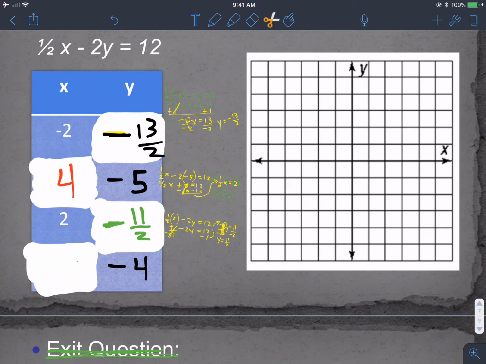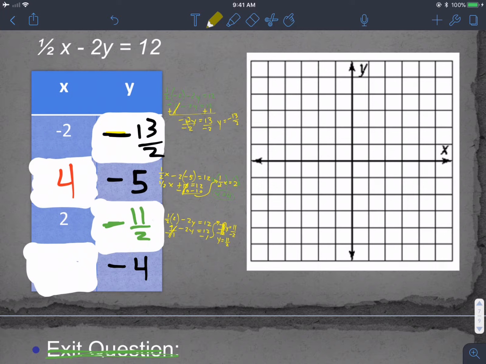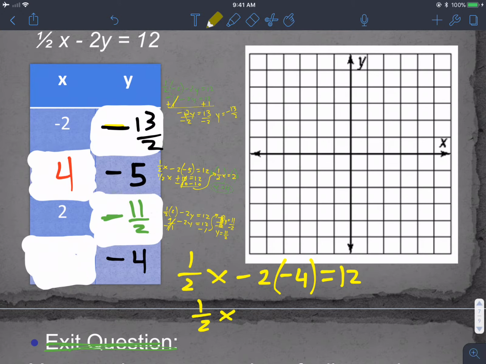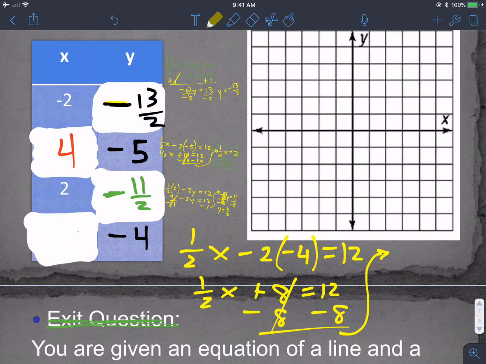Okay, lastly, take the negative 4 and plug it in for y. 1/2 x minus 2 times negative 4 equals 12. Negative 2 times negative 4 will be positive 8. Subtract 8 from both sides. Sorry about running out of room. 1/2 x equals 4.